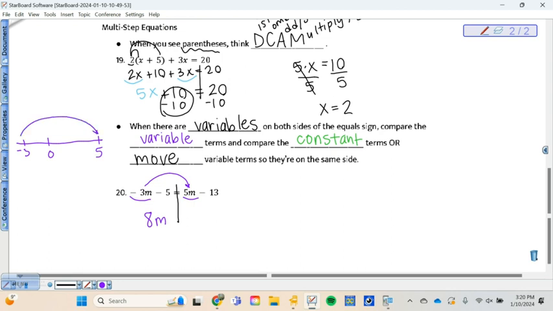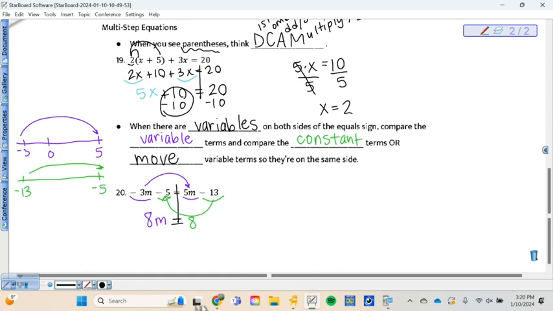It's adding 8. And what are my constant terms? Negative 5 and negative 13. What's the difference? Also 8. If I think about negative 13 to negative 5, it's also 8 more. So that means the difference between my variable terms is equal to the difference in my constant terms.